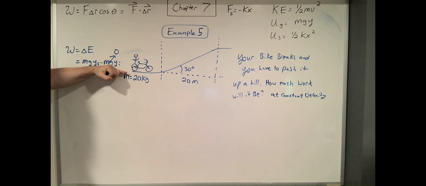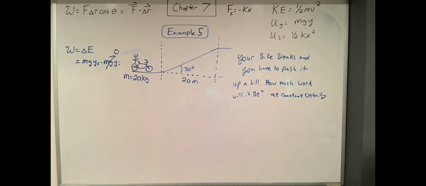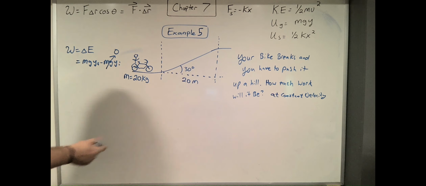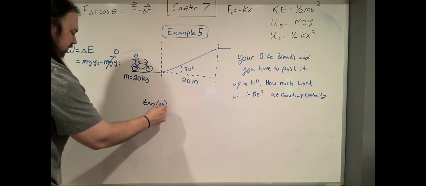So if this is considered zero, what is this considered for the y? Well, for that, we have to do a little bit of trig. Back to chapter 3, vectors and trig, and find out what the height of the hill is. Okay. So we have the adjacent. We're looking for the opposite, because opposite of that angle would be the height, and it's 30 degrees. So what does that mean? It means we're going to have a tangent. So we'll have tan of 30.